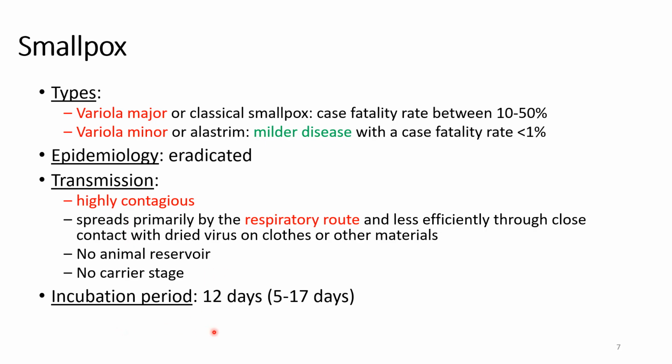The incubation period on average is 12 days, ranging between 5 to 17 days. Now, I don't want you to memorize the exact number of days for the smallpox, but you just have to differentiate between viruses that have a very short incubation period, like influenza and other respiratory viruses, which can be a few days, and those that require a longer incubation period. And we'll see why it requires a longer incubation period, because the life cycle is a little bit long.